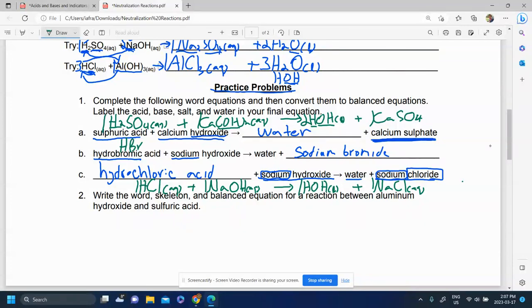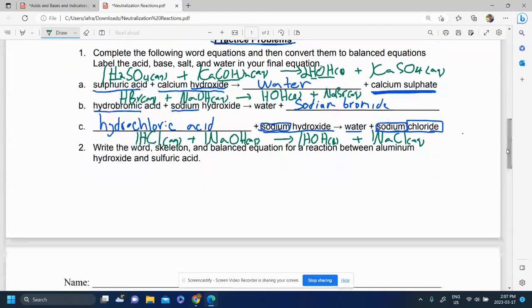So hydrobromic acid is HBr plus sodium hydroxide. That's from our crisscross rules. Produces water, HOH, or just H2O liquid if you like, plus the crisscross between sodium and bromide, NaBr. That's aqueous because it's a salt. Forgot aqueous up here. And it looks like this is already balanced. So in these examples here, we just predicted what the missing product or reactants were, and then we converted the word equations to balanced equations.